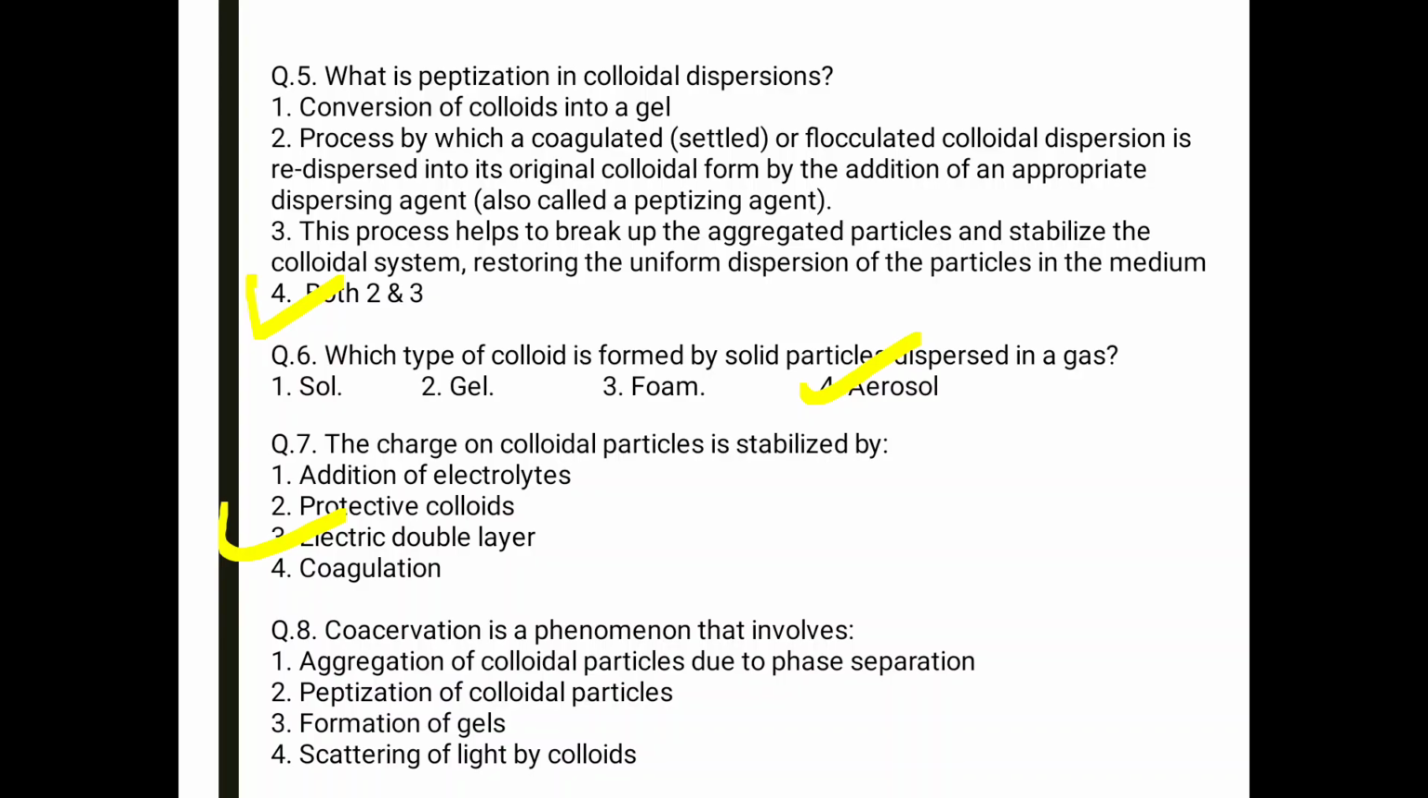Next, coacervation is a phenomenon that involves: first, aggregation of colloid particles due to phase separation; second, peptization of colloid particles; third, formation of gels; and fourth, scattering of light by colloids. Coacervation, phase separation. This coacervation phase separation technique is used for manufacturing microencapsulation. Microencapsulation means encapsulation or covering of particles into a microcapsule or tablet to protect the drugs from degradation. So option 1 is correct.